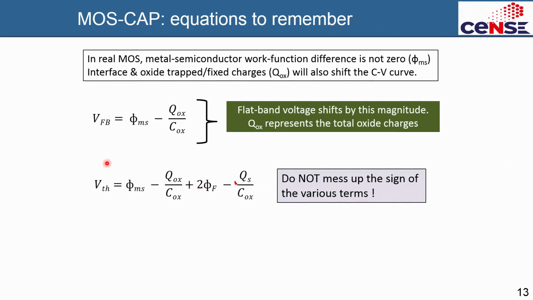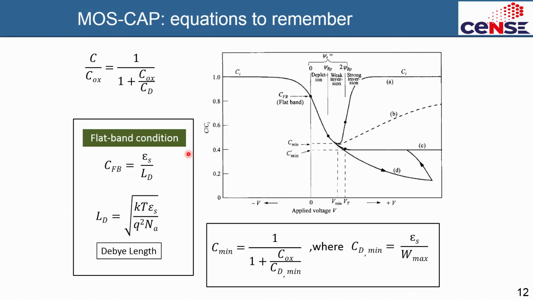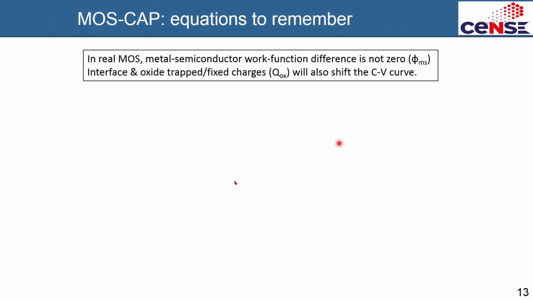So let's not mess up the charge, the signs of the expressions and the terms. This is a positive oxide charge, typically it is a positive oxide charge, so this negative will remain negative. Okay, so let's keep that in mind. So this is all about your MOS capacitor. You might also recall that we had gone through other expressions of Debye length. Let's not go back there again.